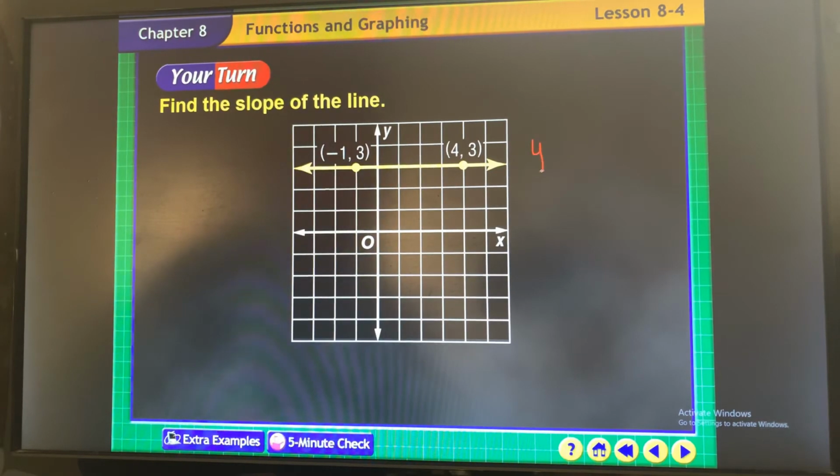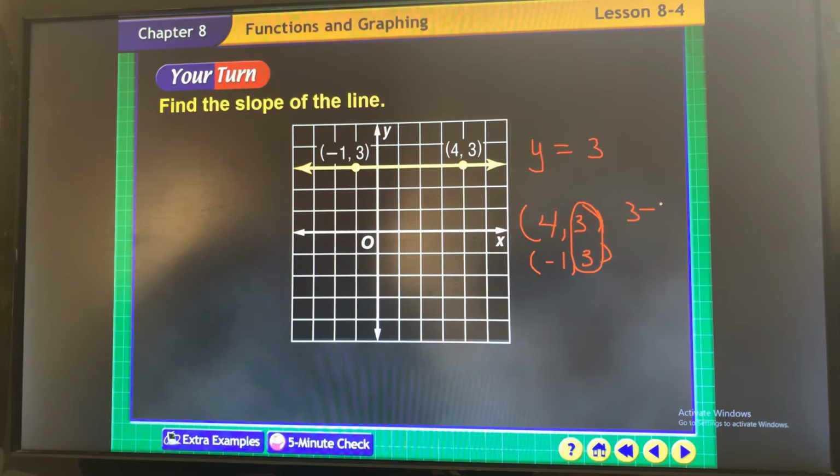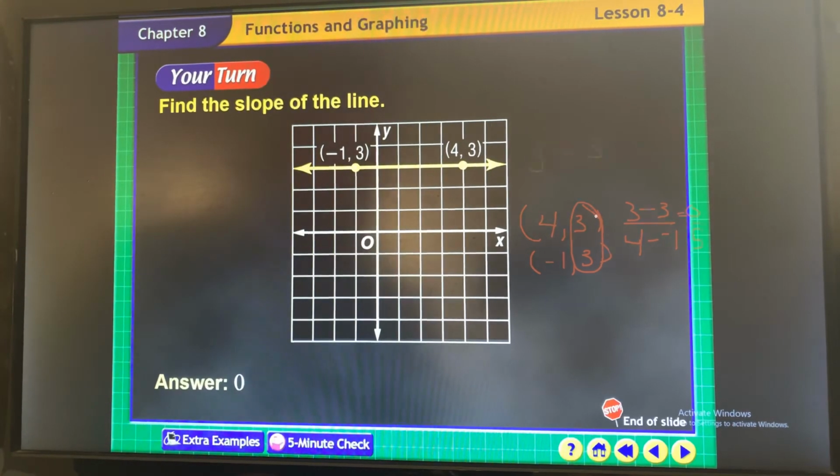Again, y is equal to 3. Because if you did it, 0 would be in the numerator, because I have 5 over 4, ordered pair 4, 3, ordered pair negative 1, 3, change in y over change in x, which would be 0 over 5, which equals 0. 0 in the numerator makes a 0 slope.